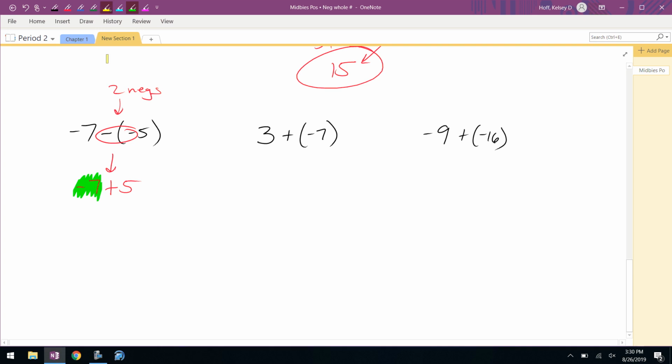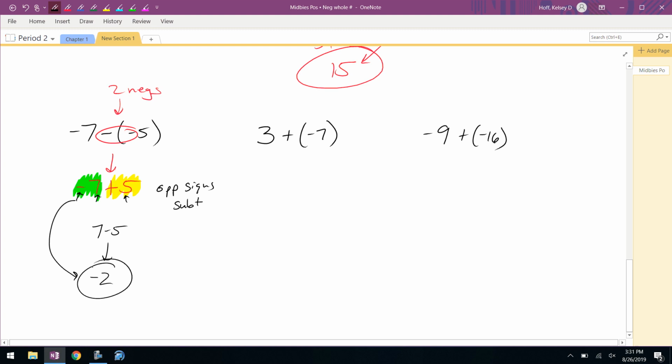Negative 7 and a positive 5 means you have opposite signs. Opposite signs tell you to subtract. So I'm going to take 7 minus 5, which is 2. I look at my original problem of 7 and 5, which number is bigger, which is 7. 7 is negative, meaning my answer needs to be negative 2.